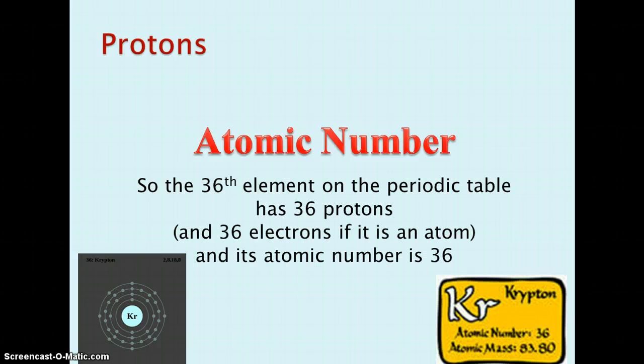So the 36th element on the periodic table has 36 protons and 36 electrons if it is an atom, and its atomic number is 36, krypton. But be sure to keep that away from Superman because it's deadly to him.